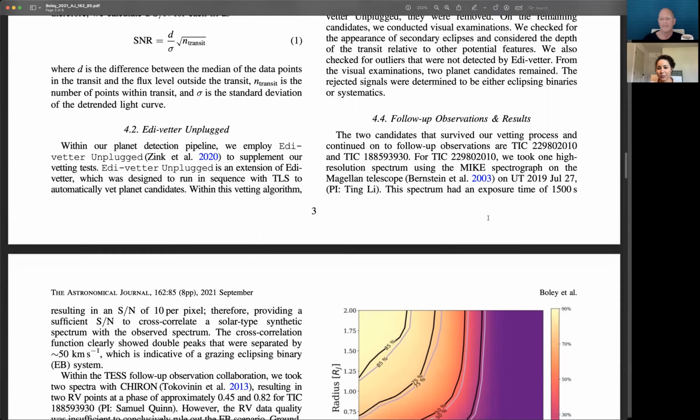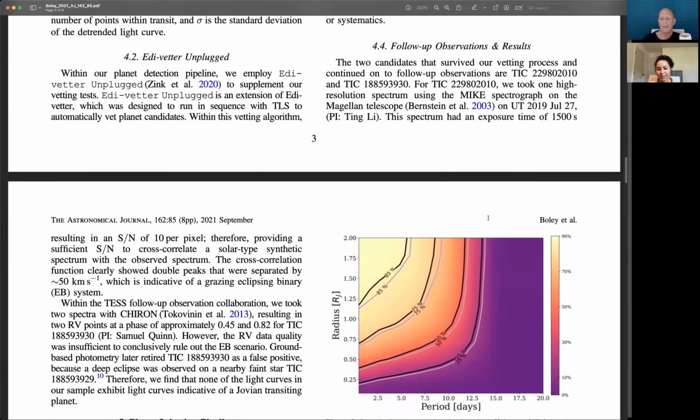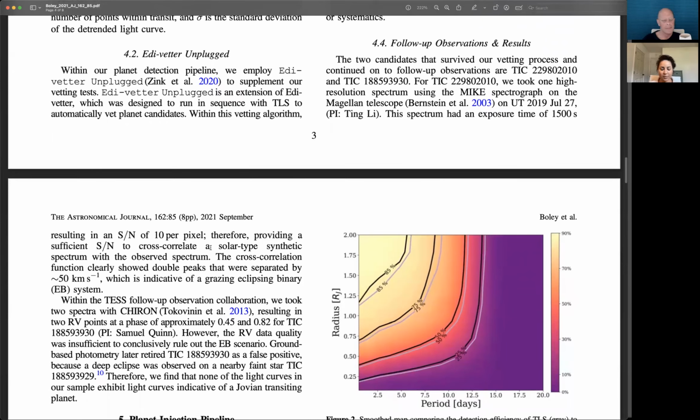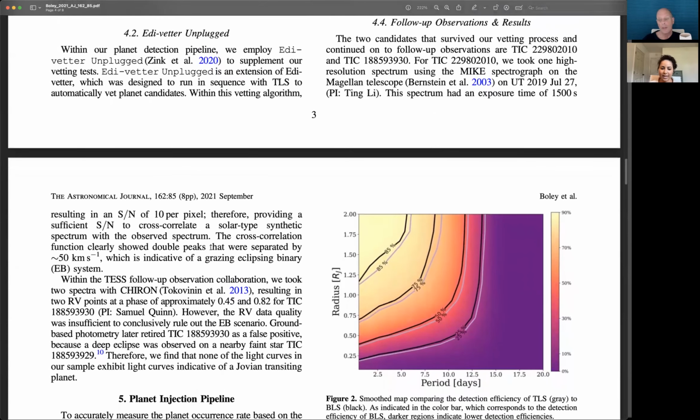But yeah, so we ended up doing some follow-up. We did RV follow-up, speckle imaging, and basically they turned out to be eclipsing binaries, or one of them we basically didn't have the sensitivity to confirm or deny. So it is going to eternally be in the planet candidate, probably not a planet stage.